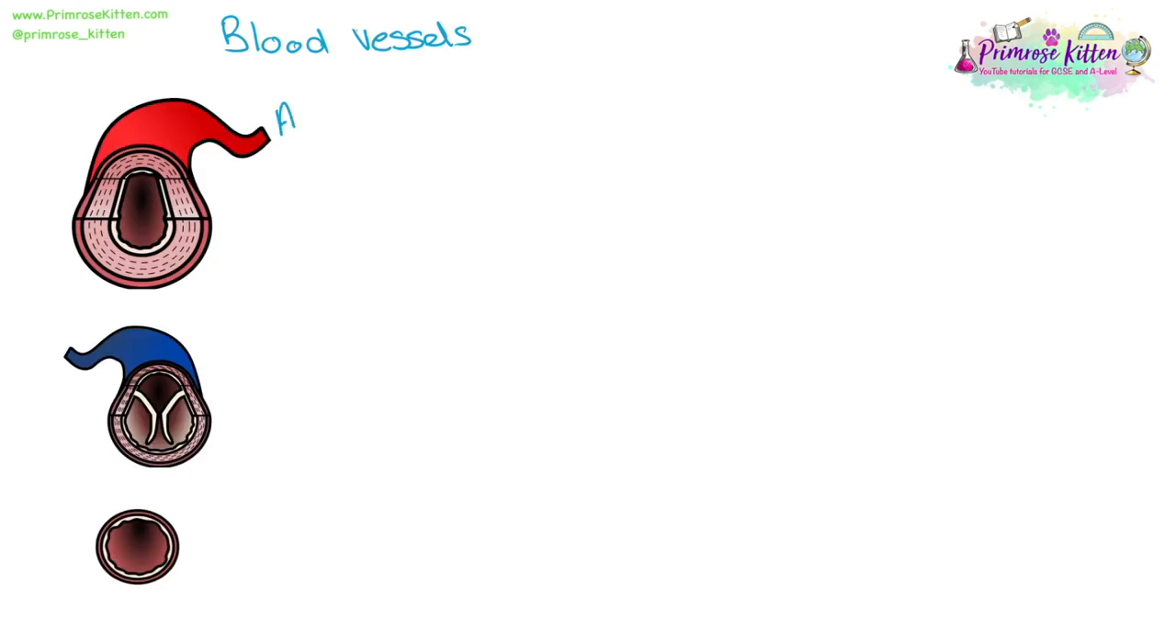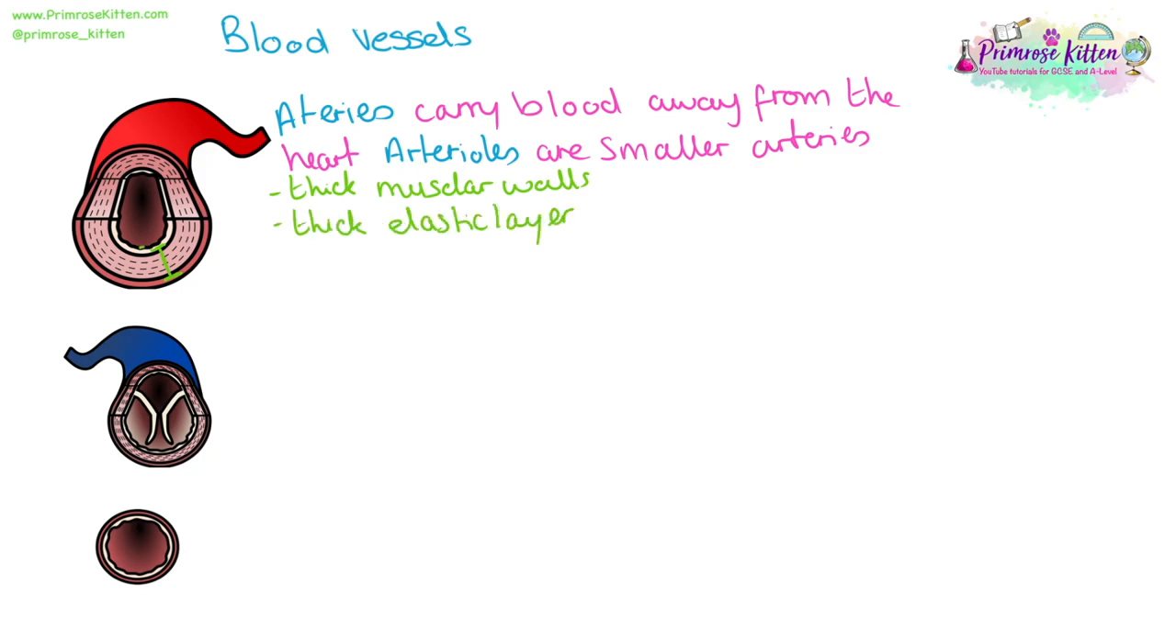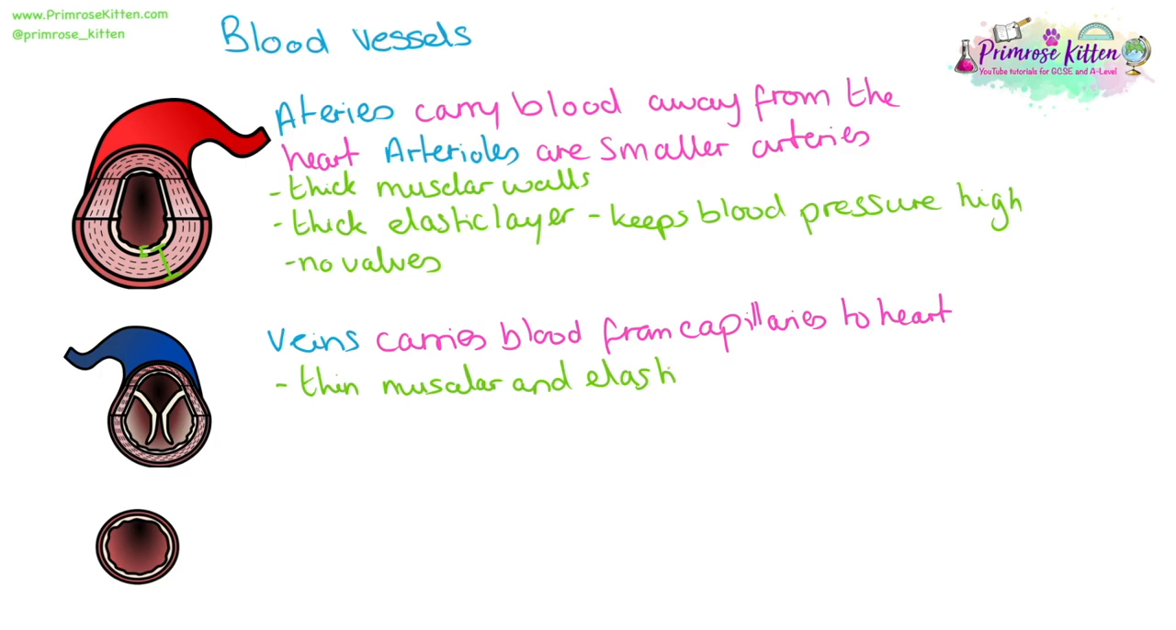There are three main types of blood vessels that you need to know about. Arteries carry blood away from the heart. Arterioles are smaller arteries. They have thick vascular walls with an elastic layer, which is needed to keep the blood pressure high, and they have no valves. Veins carry blood towards the heart. They have thin muscular and elastic walls, and valves at regular intervals to stop the blood flowing backwards.